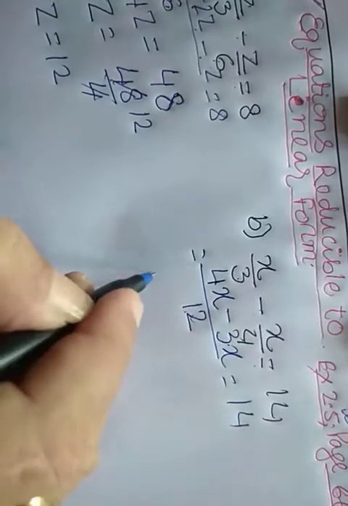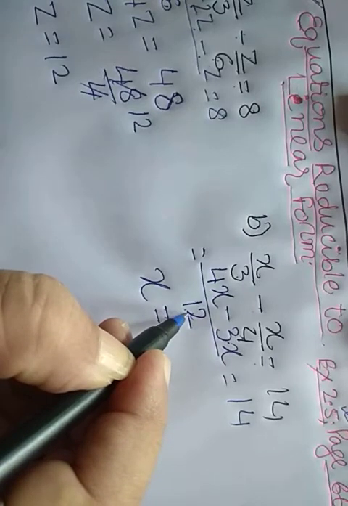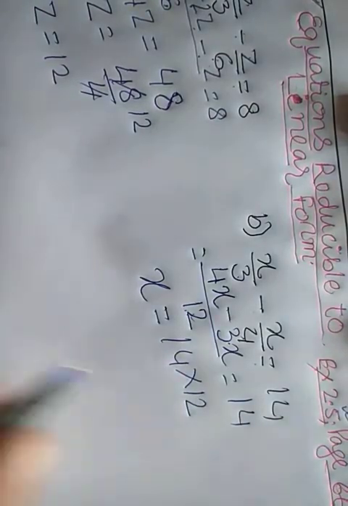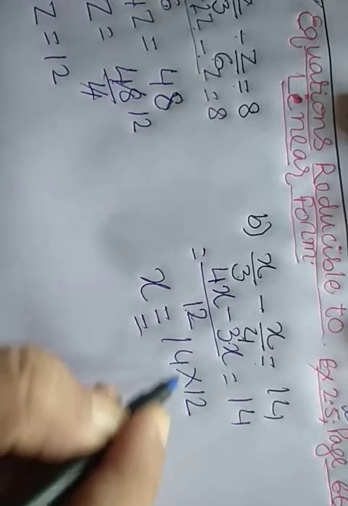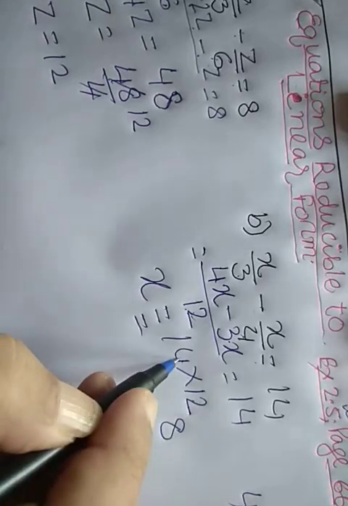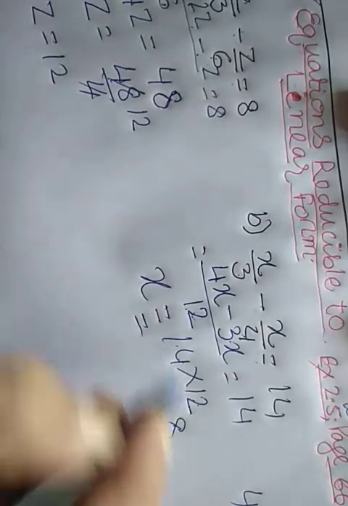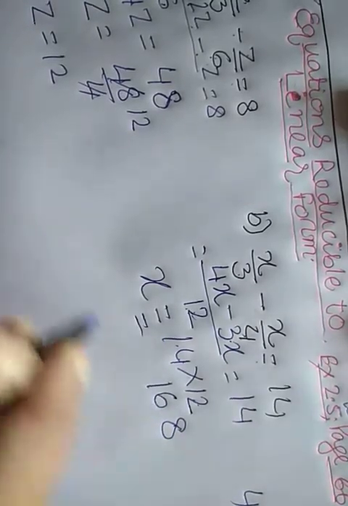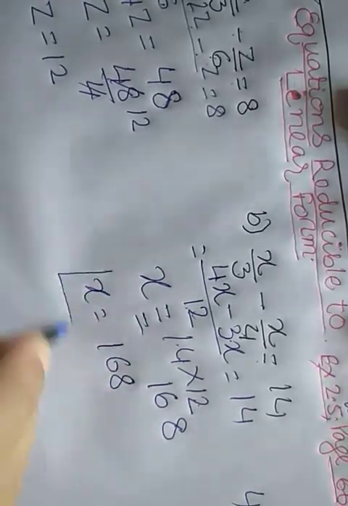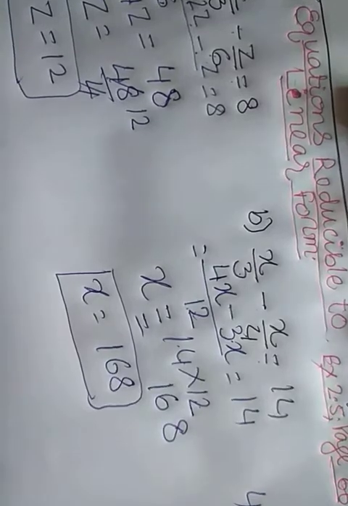4x minus 3x is x, is equal to, let us take this 12 to the other side. 14 into 12, so let us multiply. 12 4s are 48, carry 8 4... 12 1s are 12, plus 4 is 16. So x is equal to 168. I think you understood how to solve this type of question if it is given.